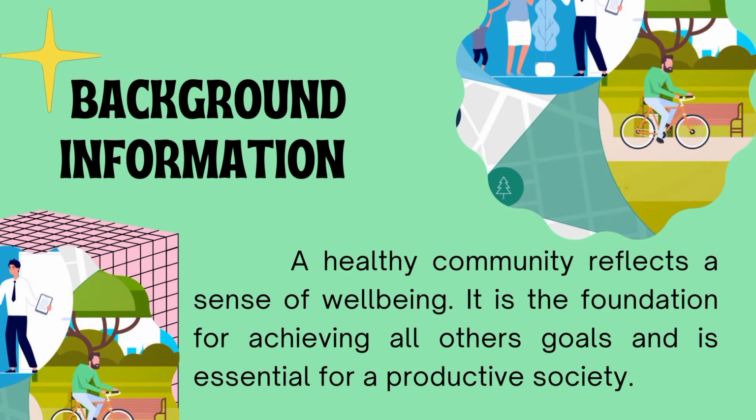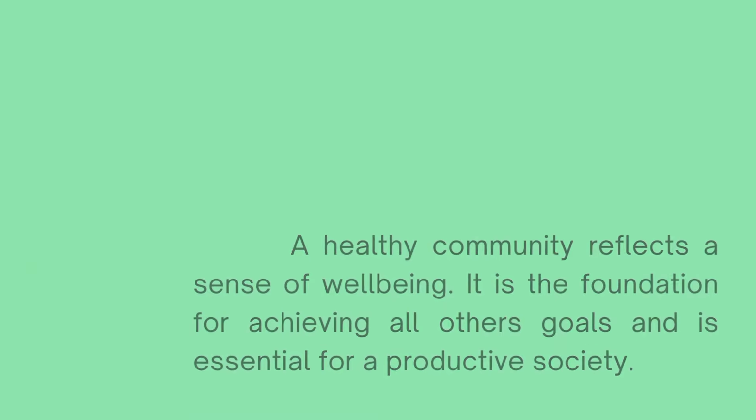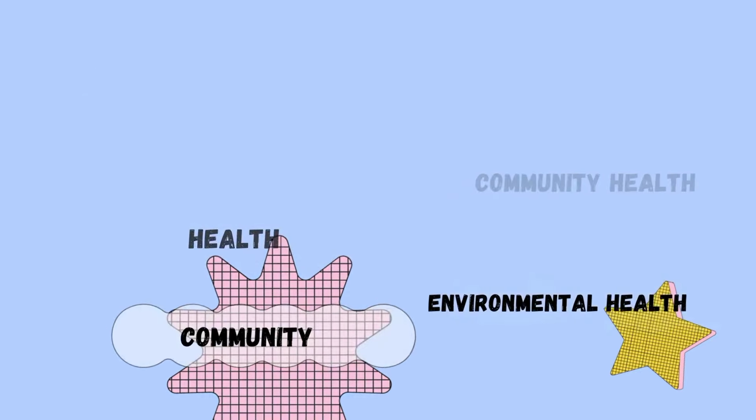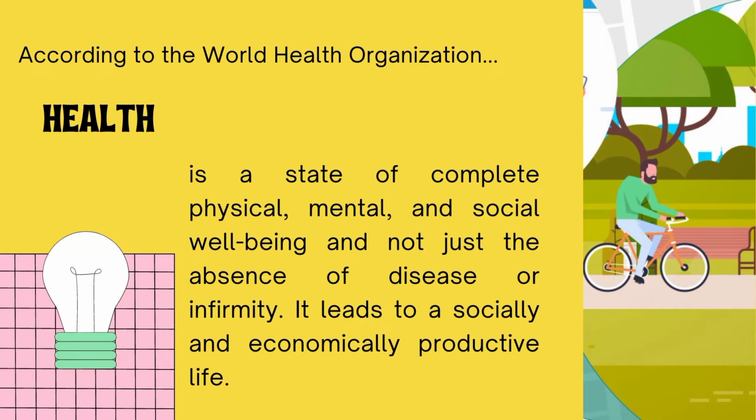Class, let us remember that a healthy community reflects a sense of well-being. It is the foundation for achieving all other goals and is essential for a productive society. What are the meanings of the following words? Health, community, community health, and environmental health. According to the World Health Organization, health is a state of complete physical, mental, and social well-being, and not just the absence of disease or infirmity. It leads to a socially and economically productive life.